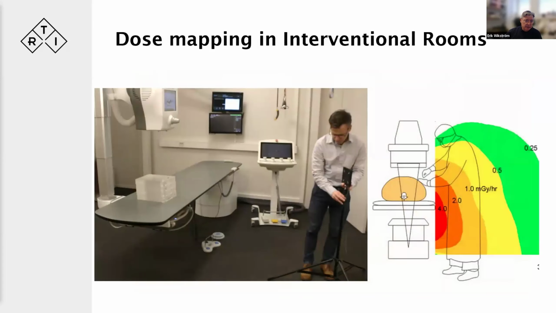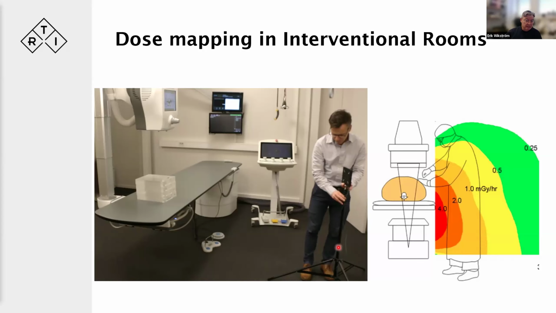And inside the room, of course, we can make a dose map, to see what it looks like, where we have radiation, and how that is propagated in the room. So we can make a heat map to see what it looks like in the room. Do we take the proper precautions when working with interventional systems, for instance?